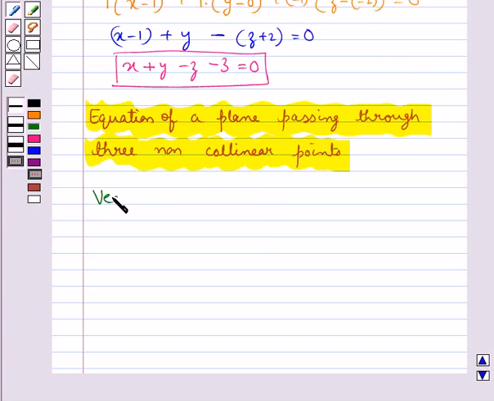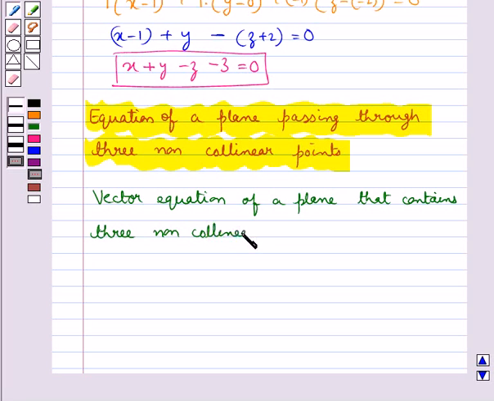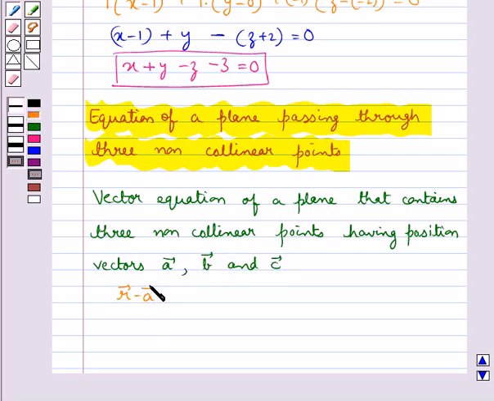So, the vector equation of a plane that contains three non-collinear points having position vectors vector A, vector B and vector C is given by vector R minus vector A dot vector B minus vector A cross vector C minus vector A equal to 0.